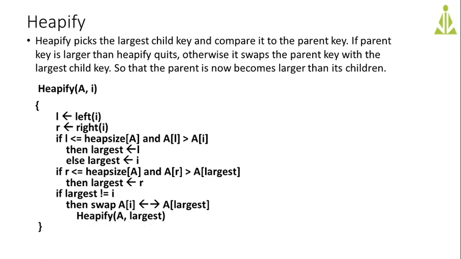So this is the algorithm for how to pick the largest child key and compare it to the parent key. Clear? So this is the algorithm. When we see the example, then you will understand.